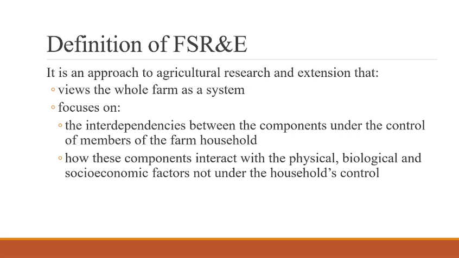So farming system research and extension is an approach to agricultural research and extension that views the whole farm as a system and not as an individual unit. It focuses on the interdependencies between all the components under the control of members of the farm household and how these components interact with the physical, biological, and socioeconomic factors that are not under the household control.